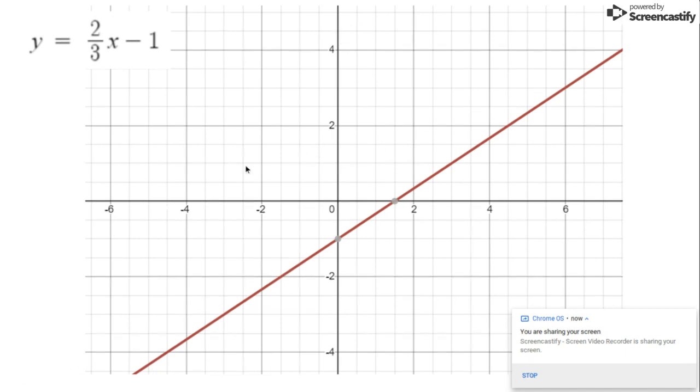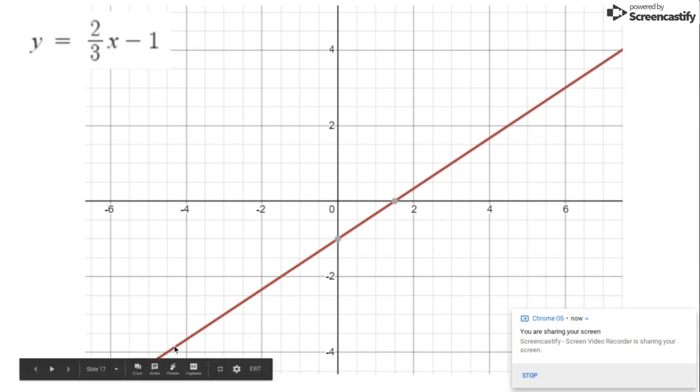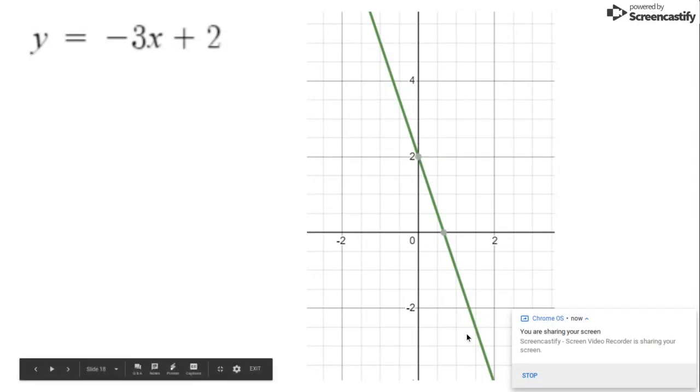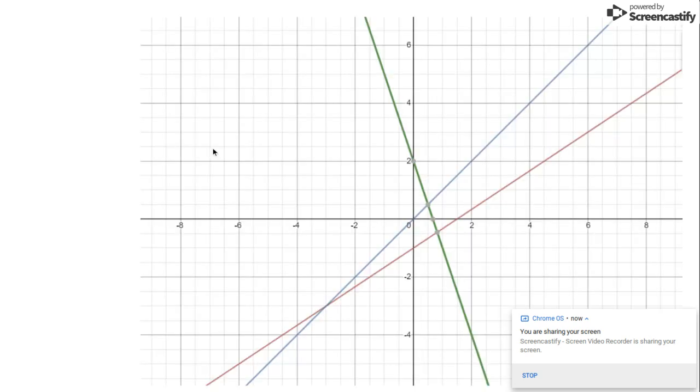All lines that are diagonal have two directions. So again, this is up and right, and this is left and down. Here we have another example. We have a negative slope this time, so your line is going downwards when you read it from left to right, and the y-intercept is 2. If we look at all of these lines together, you'll notice that the linear equation function family, they're all straight lines and they have some similarities.